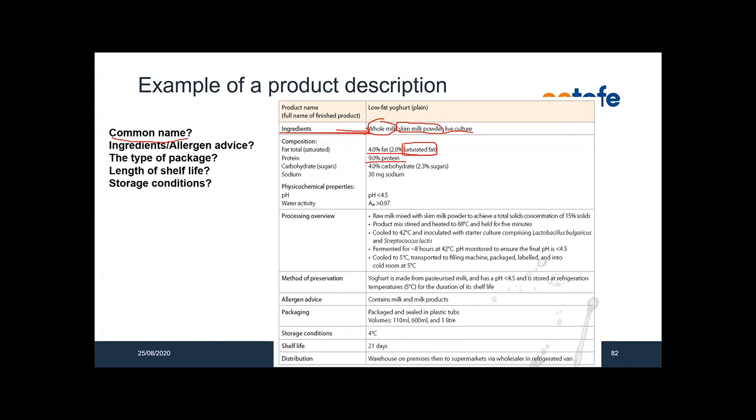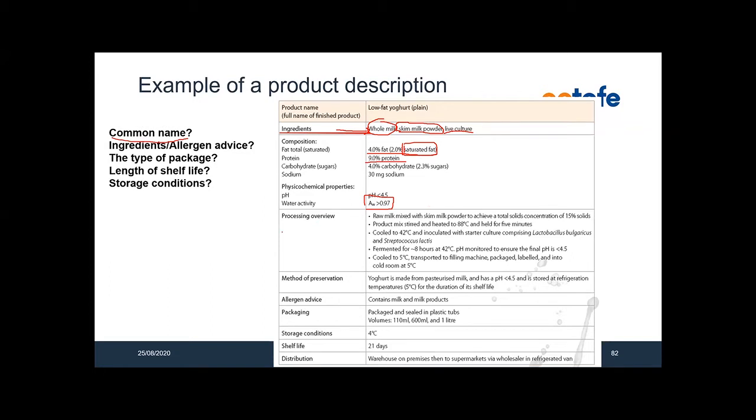So proteins, we have 9% of proteins, and of course we have some sugar in there, carbohydrate, and we have some sodium in there. And then we need to look at the physicochemical properties. What are the pH and water activity? Obviously the water activity here is over 0.97, very high, and it would attract some of the bacteria or microorganisms which can grow at high water activity. But because the pH is relatively low, below 4.5, it would restrict some of the bacteria or microorganisms from growing.